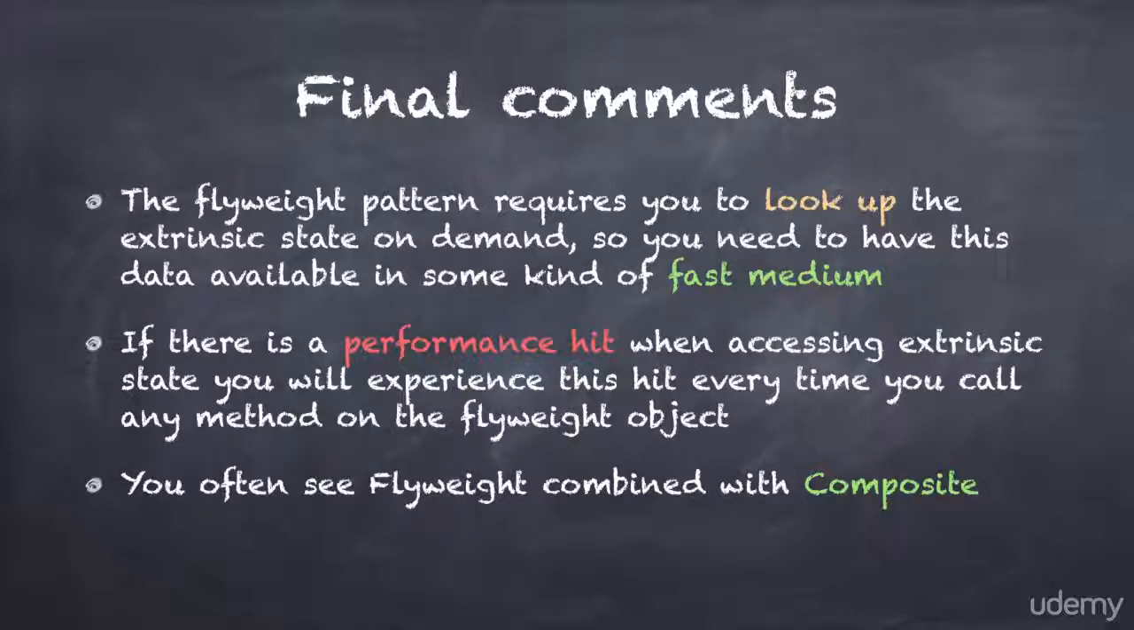You often see the flyweight pattern combined with the composite pattern, because it's an excellent way to minimize the number of leaf object instances in memory. If the leaf nodes of a composite data structure have a simple state that you can quickly look up on demand, then you will get a big improvement in memory footprint by combining these two patterns.